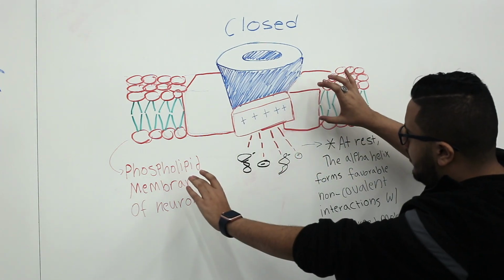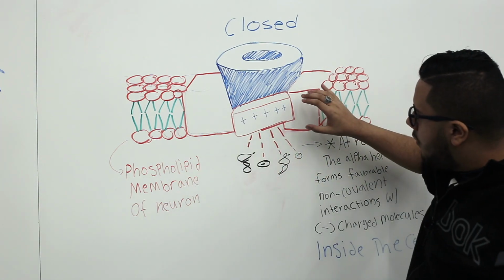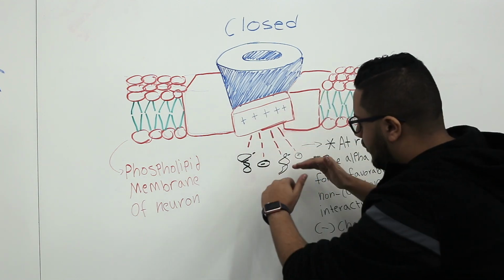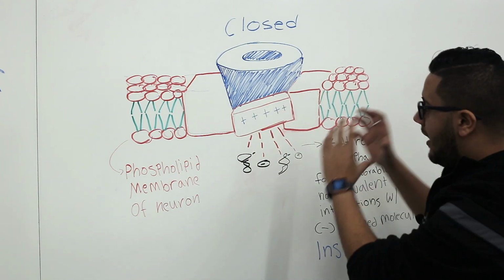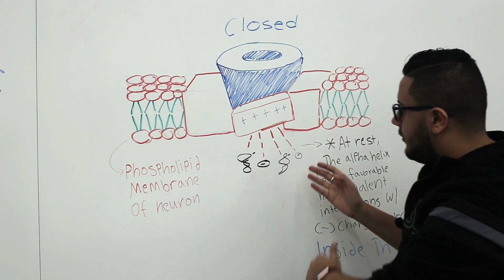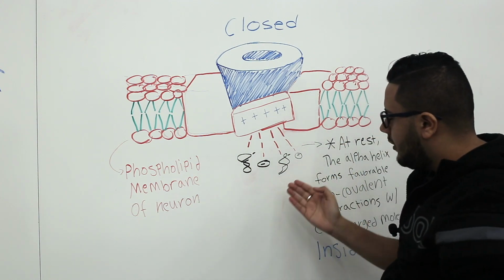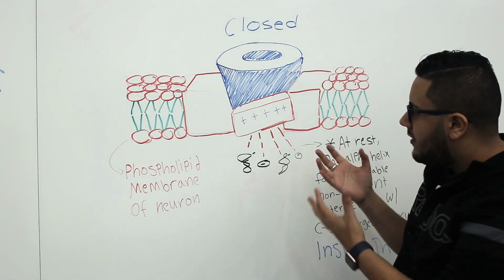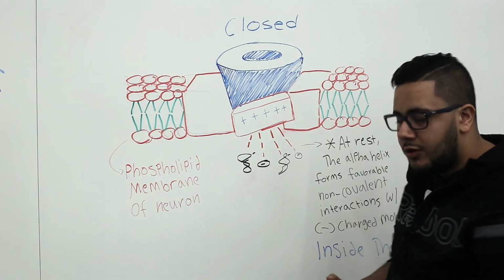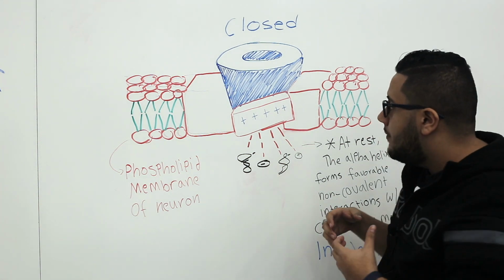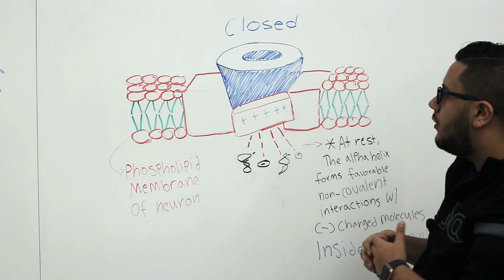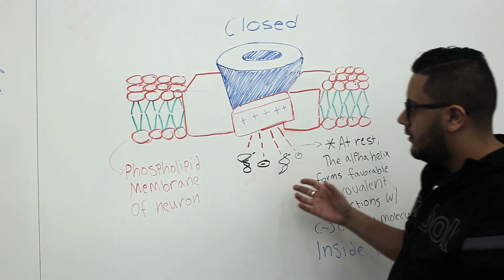There's an alpha helix component on the channel, which at rest, when the channel is closed, will face downwards, and because it's positively charged, it'll face downwards in order to interact with these negatively charged ions and molecules. And so with this conformation of it facing downwards, it essentially causes a conformational change closing the channel.